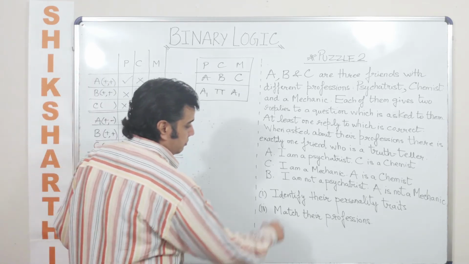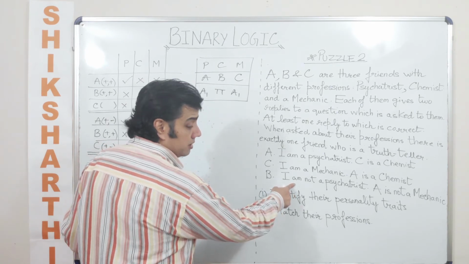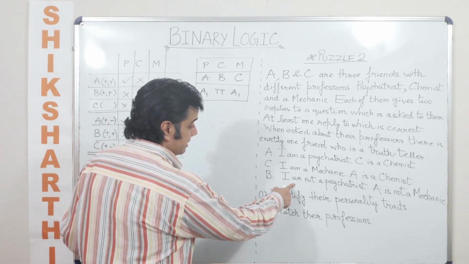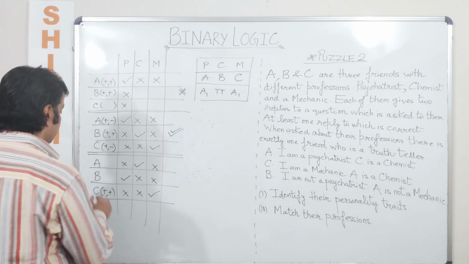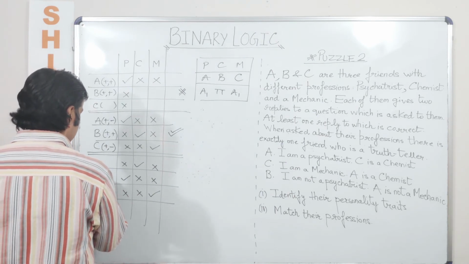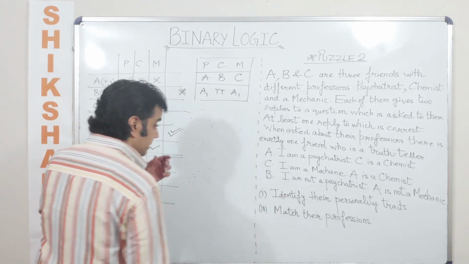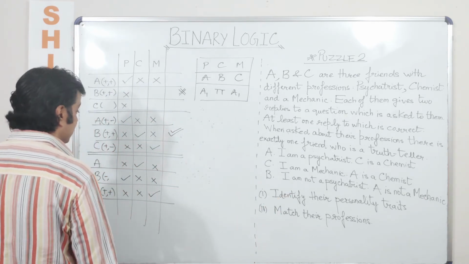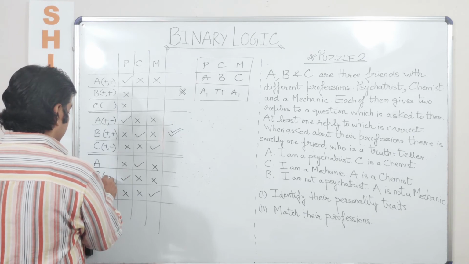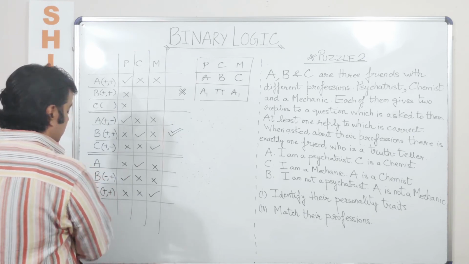Let us check the responses of B. B says what? I am not a psychiatrist. And B is, that means this is a false statement or an incorrect statement. Second, B says A is not a mechanic, which is correct. Now let us talk about A.